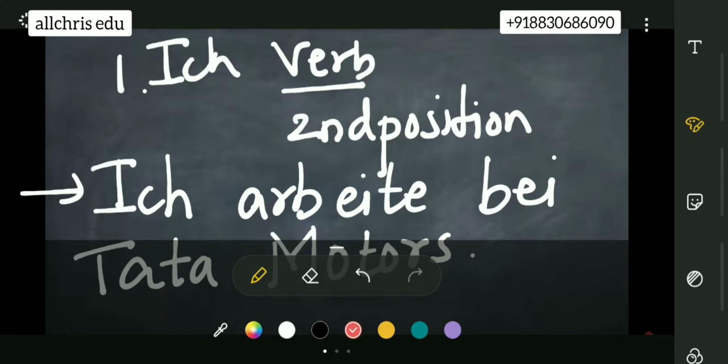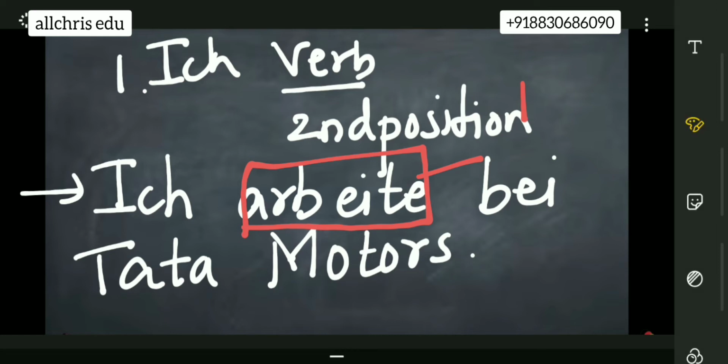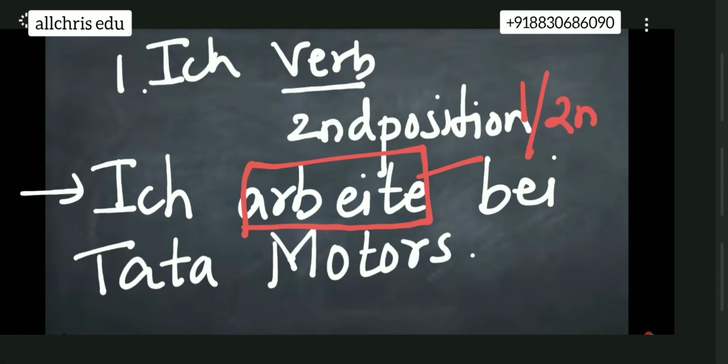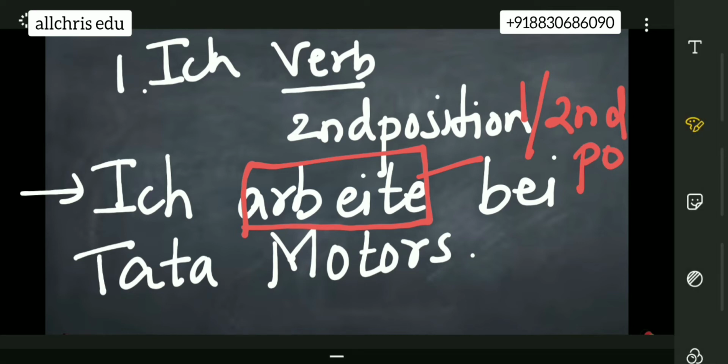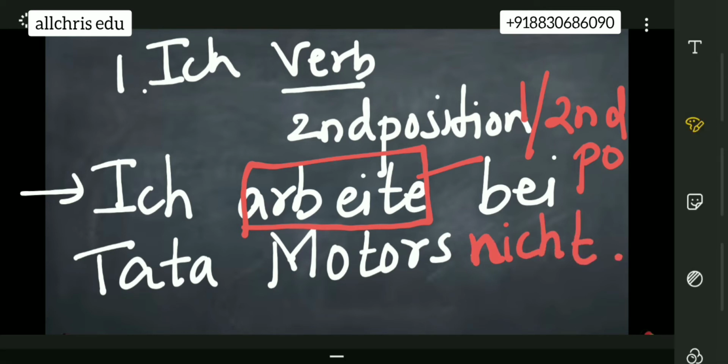Whenever you have only one verb in the whole sentence, and that too it is in the second position, at that time if you put the word nicht before the full stop, the verb becomes negative and the sentence also becomes negative. Here we have negated the verb. Ich arbeite bei Tata Motors nicht. I am not working at Tata Motors.